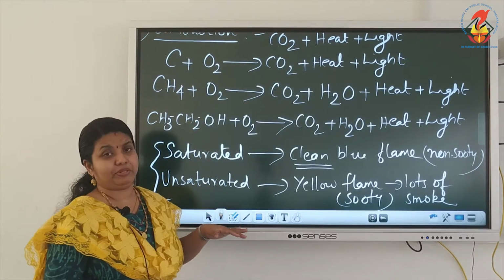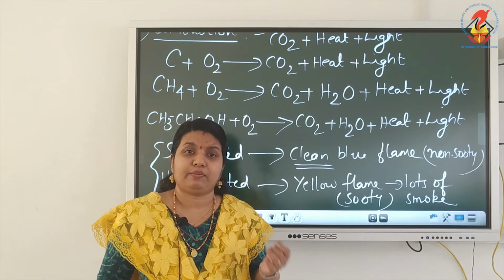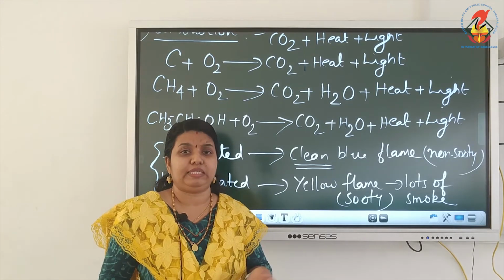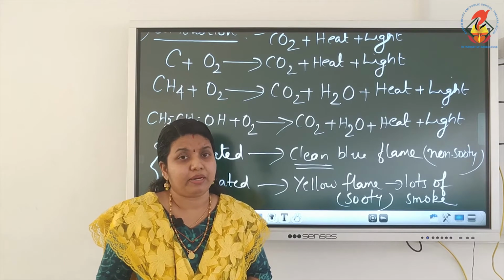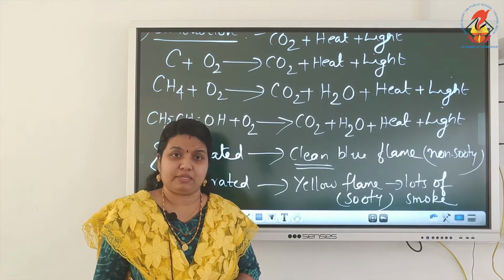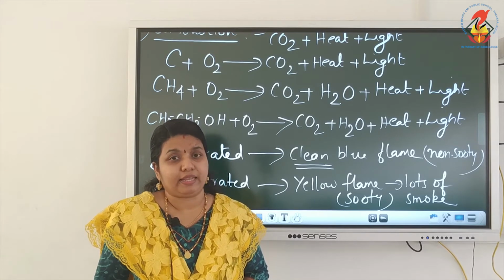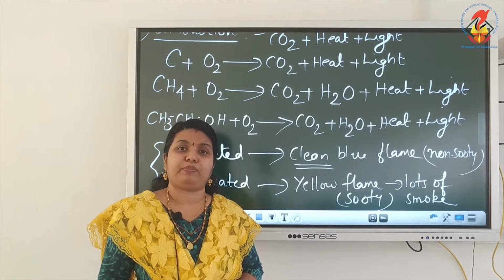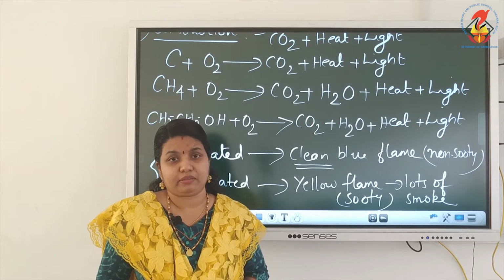So, this is combustion. What is combustion? Combustion is a chemical process in which a substance reacts with oxygen to give off heat. Carbon in all its allotropic forms burns in oxygen to produce carbon dioxide along with the release of heat and light. Most carbon compounds also produce heat and light upon burning when they combine with oxygen.